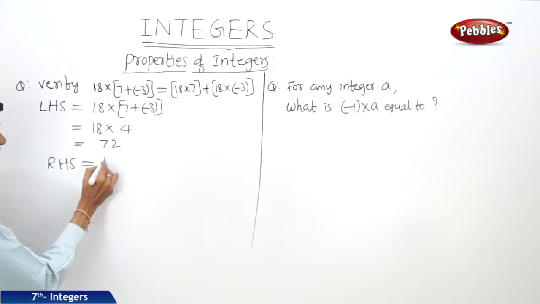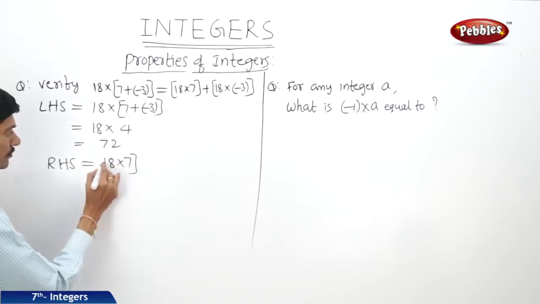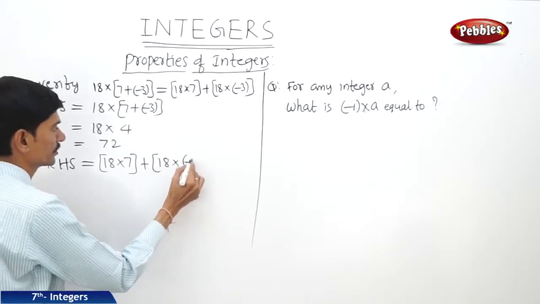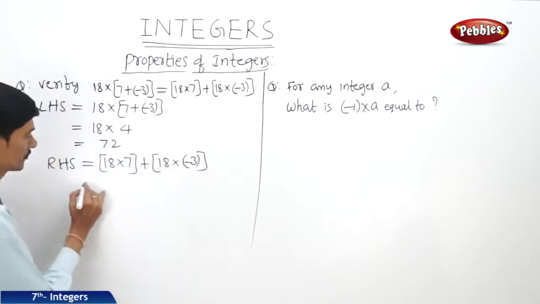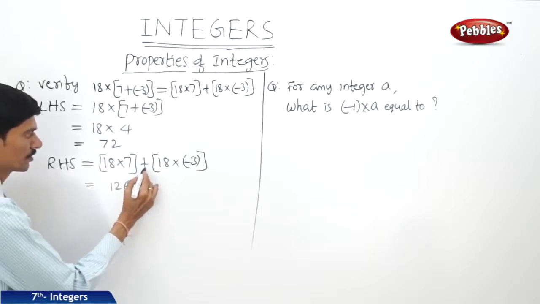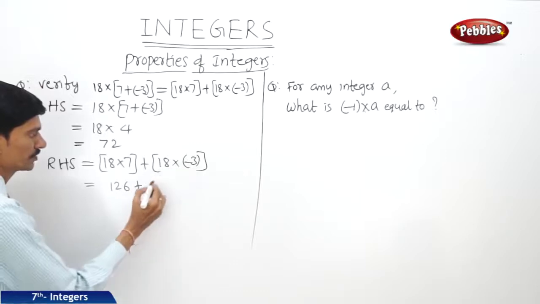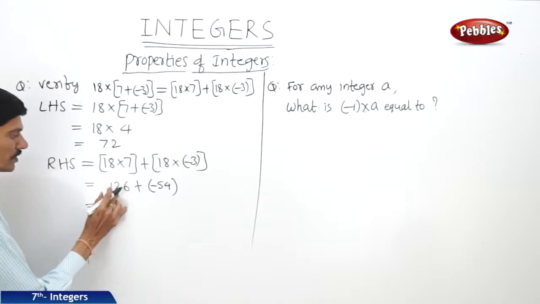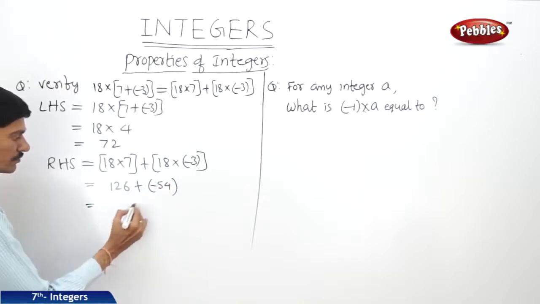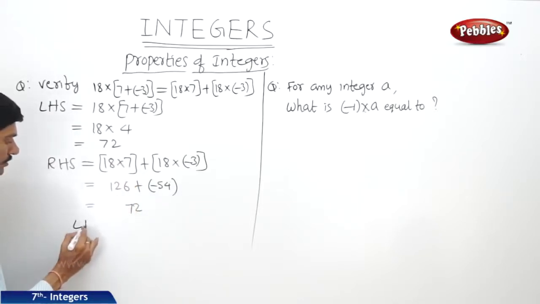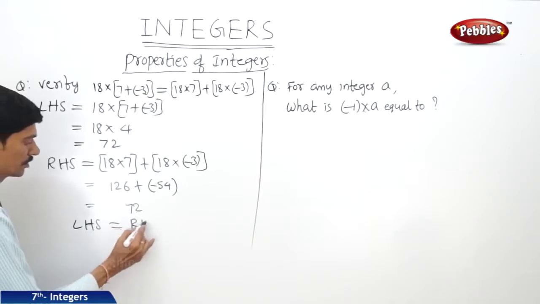Now this equals 18 into 7 plus of 18 into minus 3. Now this equals 18 into 7 is 126, plus 18 into minus 3 is minus 54. Now 126 minus 54: 6 minus 4 is 2, 12 minus 5 is 7, so 72. So we got the same result for RHS. So we can write that LHS equals RHS.